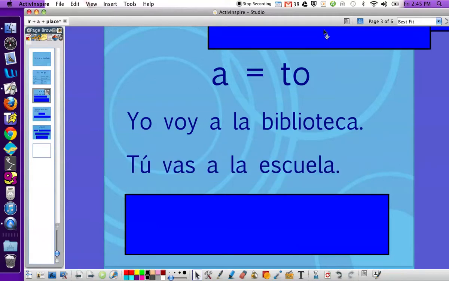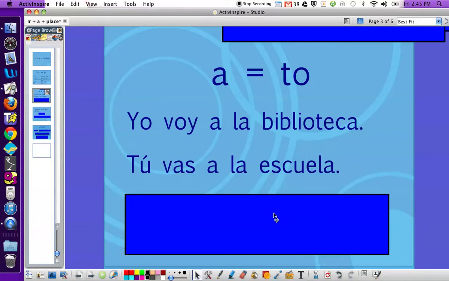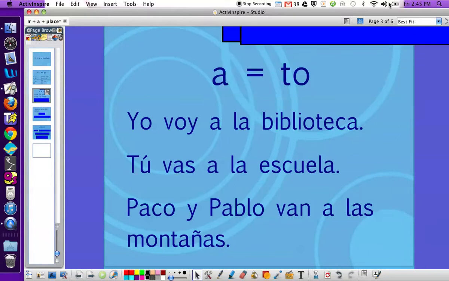Try this next one. Tú vas a la escuela. Write down what you think it means. If you wrote down you go to school, you are right. And our final one, Paco y Pablo van a las montañas. Write down what you think that one means. If you wrote Pablo y Paco go to the mountains, you are absolutely correct.